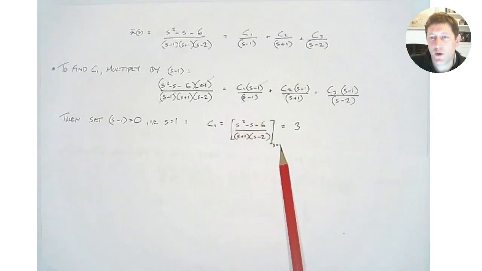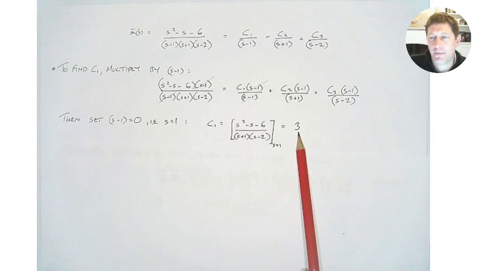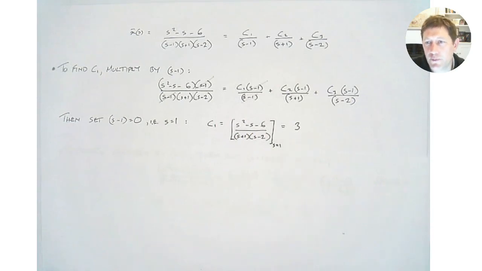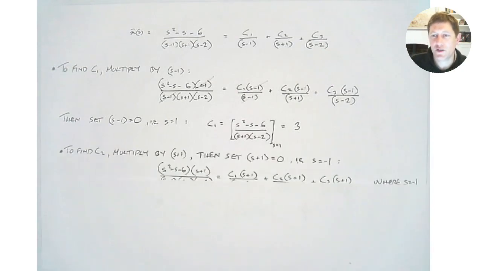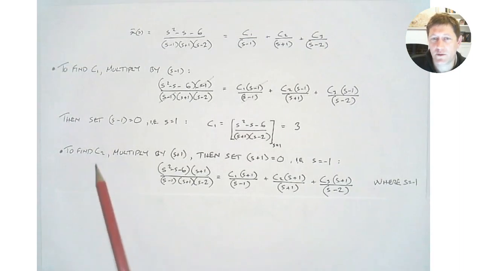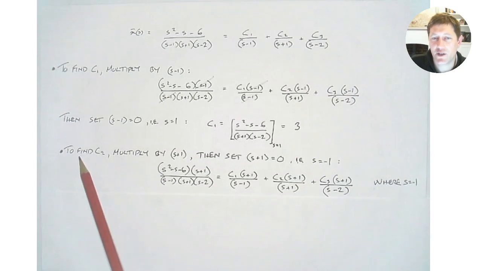S is equal to 1, and so we work that through and find that C1 is equal to 3. So careful selection of the form of the equation and then the value of s enables us to eliminate some of the unknown coefficients, and then we can work out the one that we want. So we can do the same thing sequentially for each coefficient.